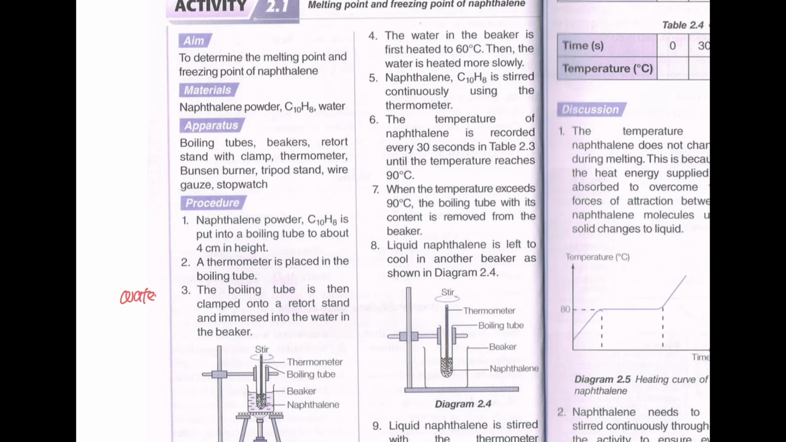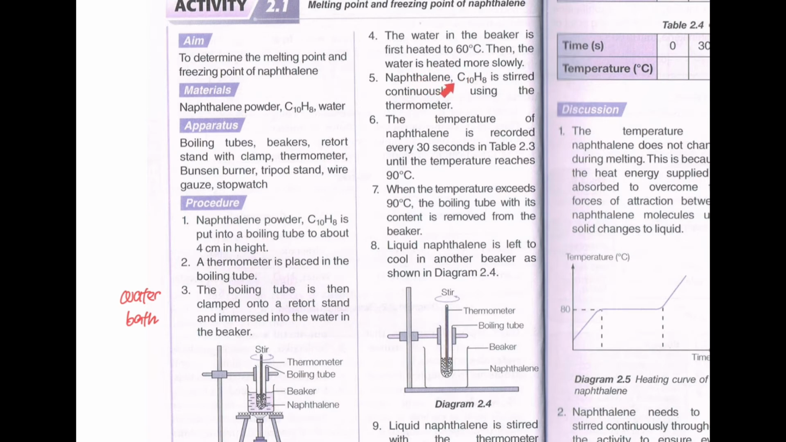Water bath. Okay, now number 4. The water in the beaker is first heated to 60 degrees Celsius. Then the water is heated more slowly. So we quickly heat it up to 60 degrees Celsius because we know that naphthalene's melting point is around 80. So we don't want to heat it up slowly from room temperature to 60 degrees Celsius, it will take a lot of time. So we heat quickly to 60. Now we start to slow down because we know it is going to melt soon.